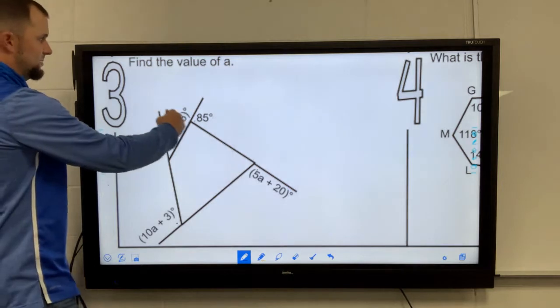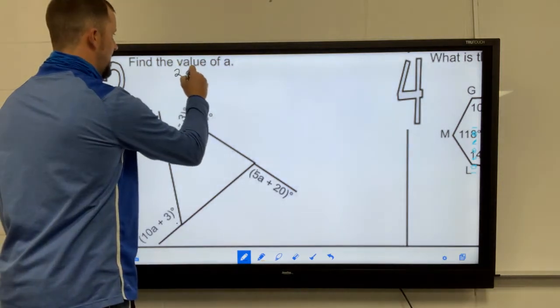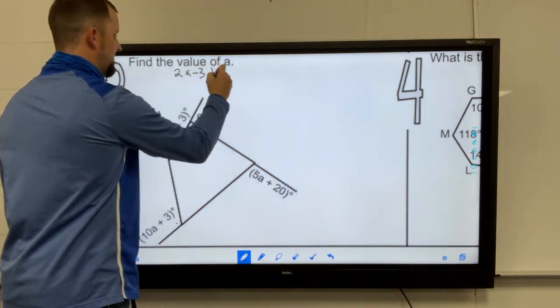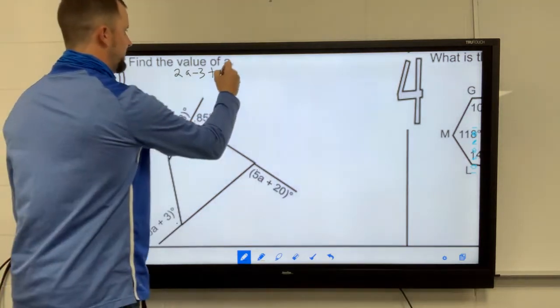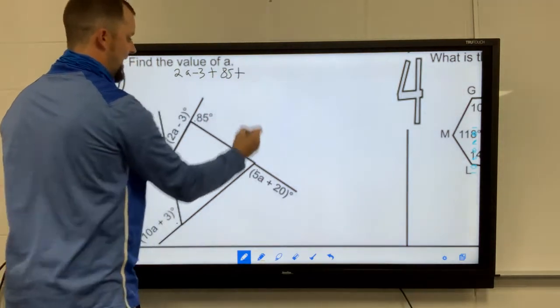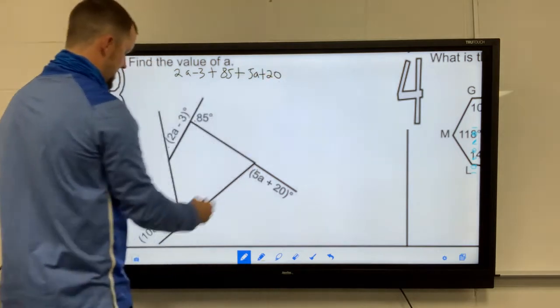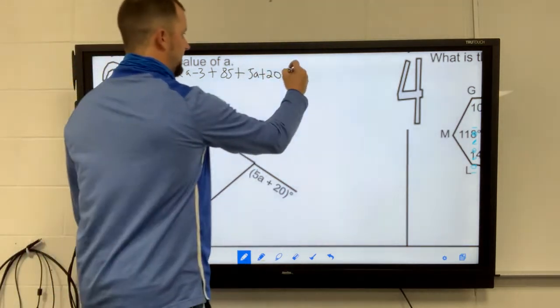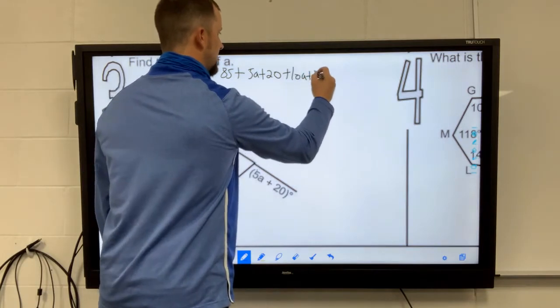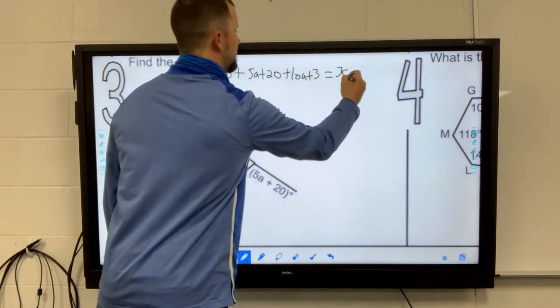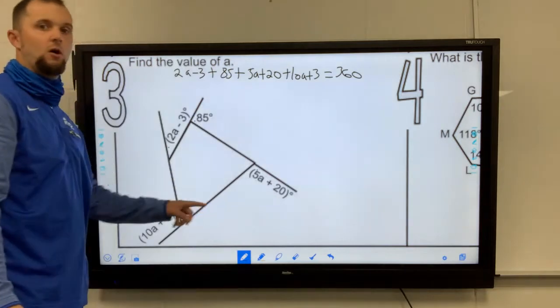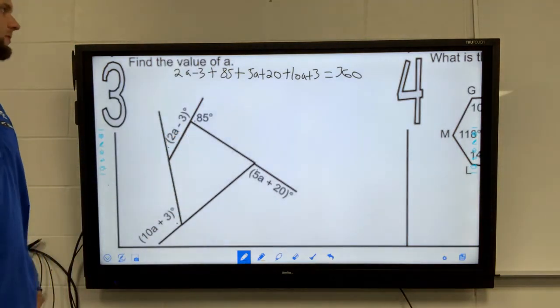So right now I'm going to take 2A minus 3. I'm going to add 85. I'm going to add 5A plus 20. And I'm going to add 10A plus 3. And all of these are going to add up to 360 degrees because I know all the exterior angles of a triangle add up to 360.